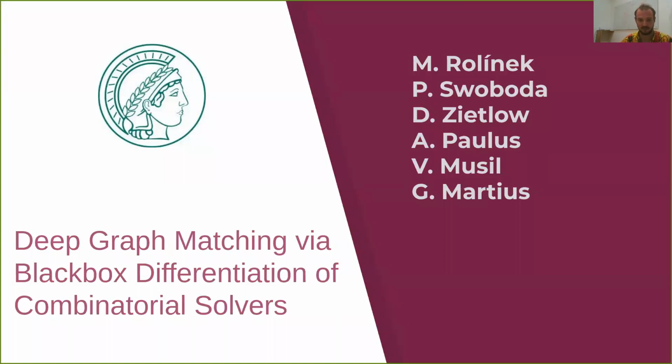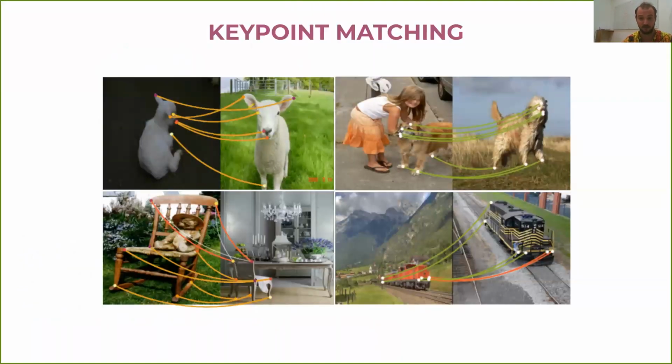We'll talk about deep graph matching via Blackbox differentiation of combinatorial solvers. The task at hand is keypoint matching. A pair of images comes on input together with keypoint locations. The expected output is the matching of the corresponding keypoints.